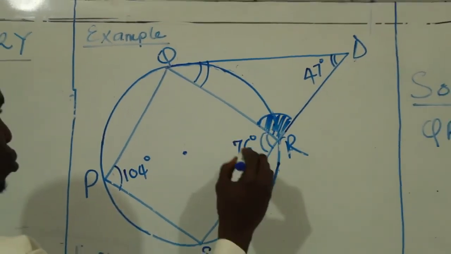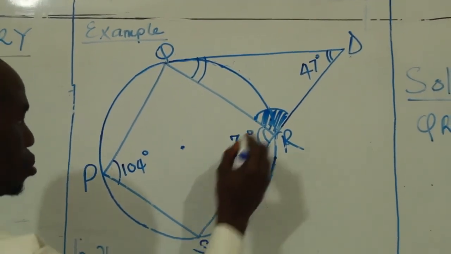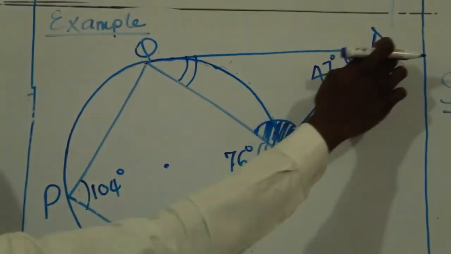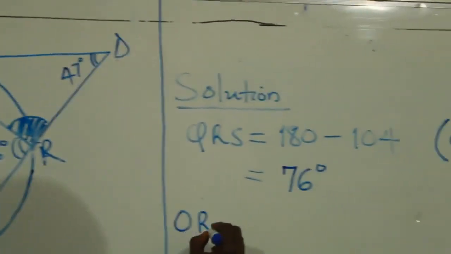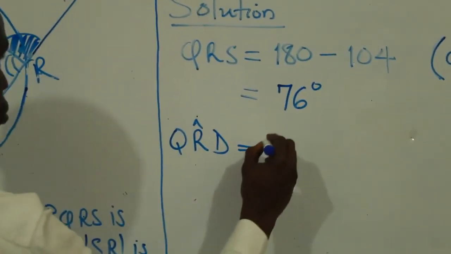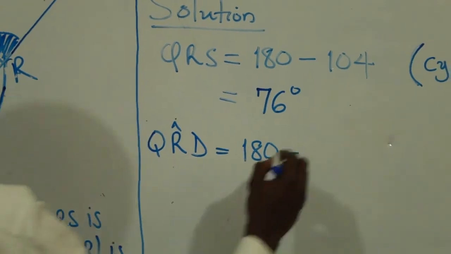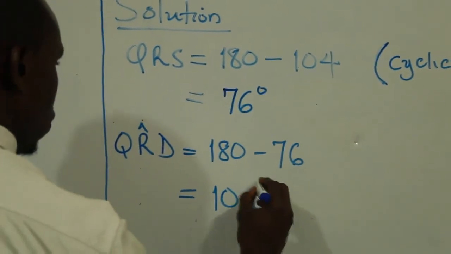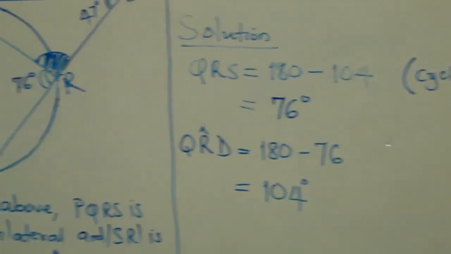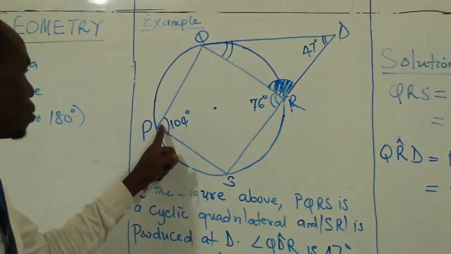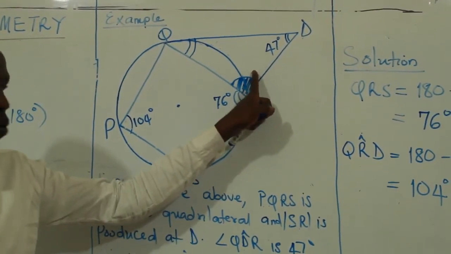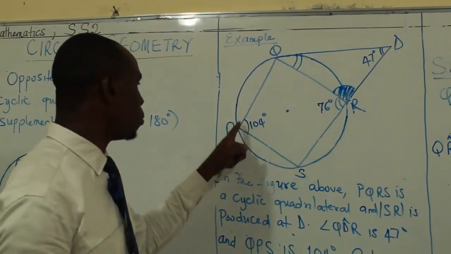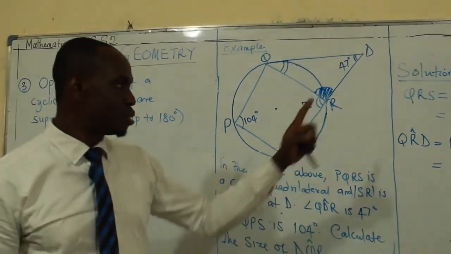So to get that part, I'm going to subtract 76 from 180 again to get 104. And that's to get this part. So I'll write it as QRD. It's good to know how to name your angles. QRD is equal to 180 minus 76 once again. And that gives me back 104. Of course, in our next class, we're going to talk about the relationship between this angle and the external angle of a cyclic quadrilateral. So one who knows that particular theorem can as well get this angle directly from here without having to pass this process.